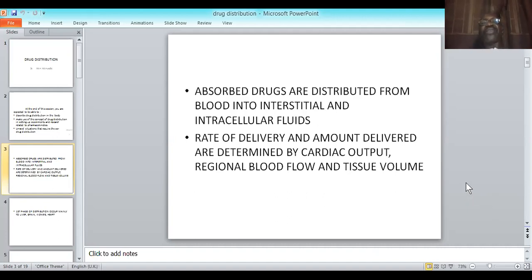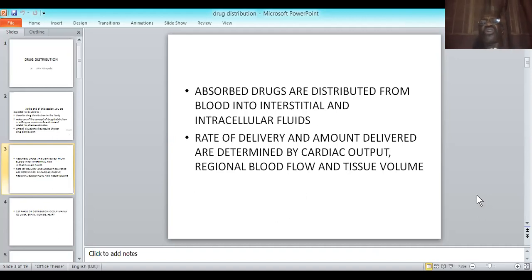These drugs, as they are distributed, will to some extent end up in the interstitial and intracellular fluids. That is, they will end up in the fluids in different parts of the body, including in between the cells and inside the cells.